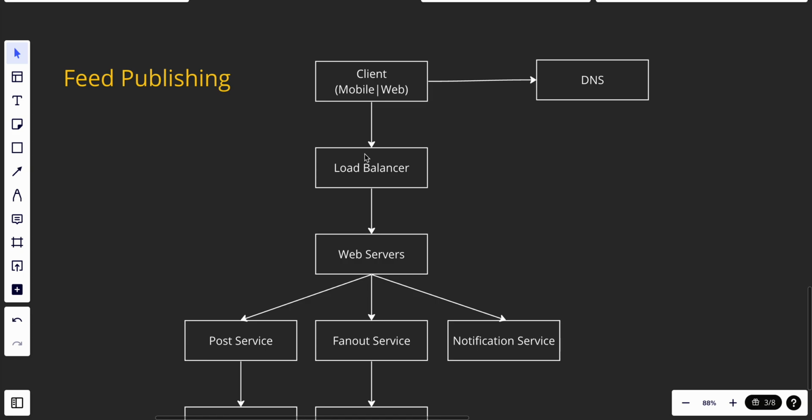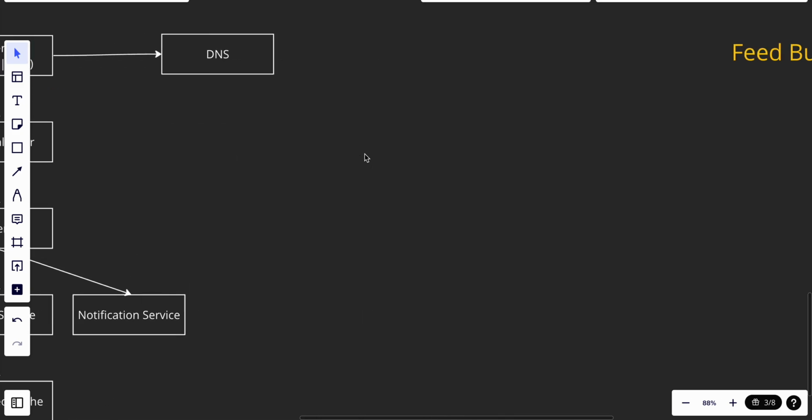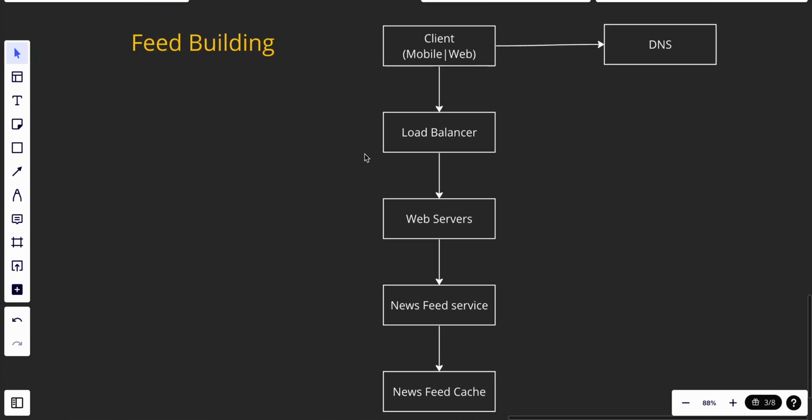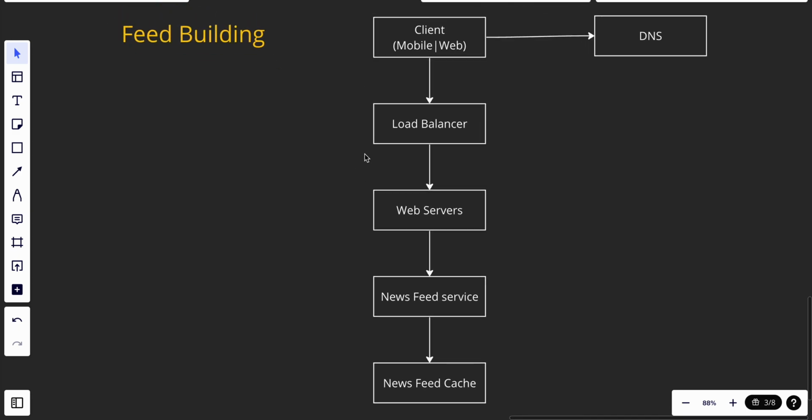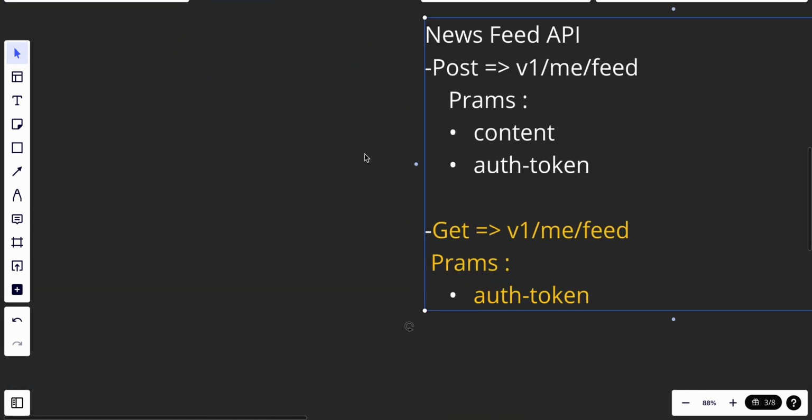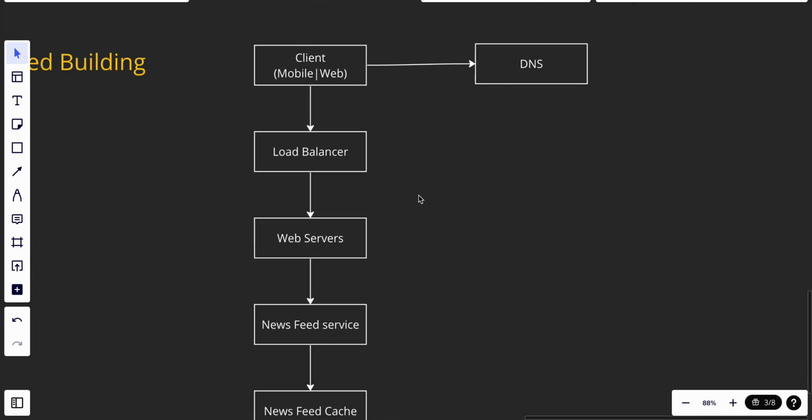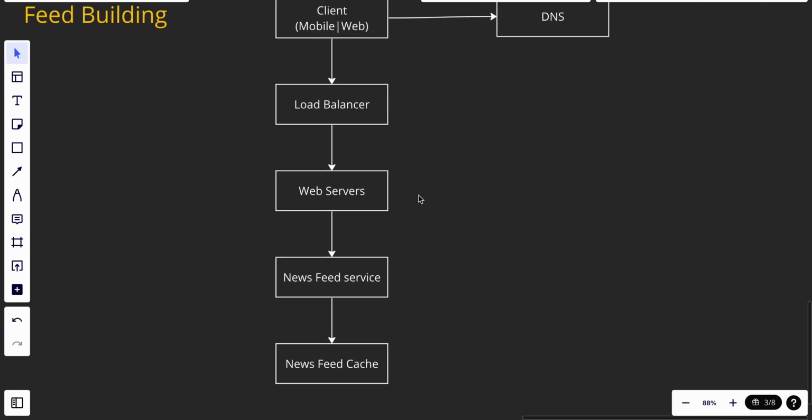And yeah, there is another big tip: don't lose focus in the system design interview. So what we were talking about was the feed building. For the feed building, the user sends the request to retrieve the news feed. The load balancer redirects the traffic to web services. The web services route the request to the newsfeed service. The newsfeed service fetches the newsfeed from the cache.